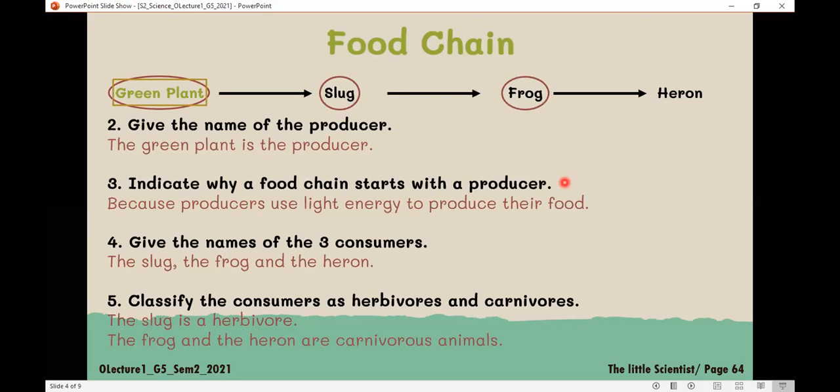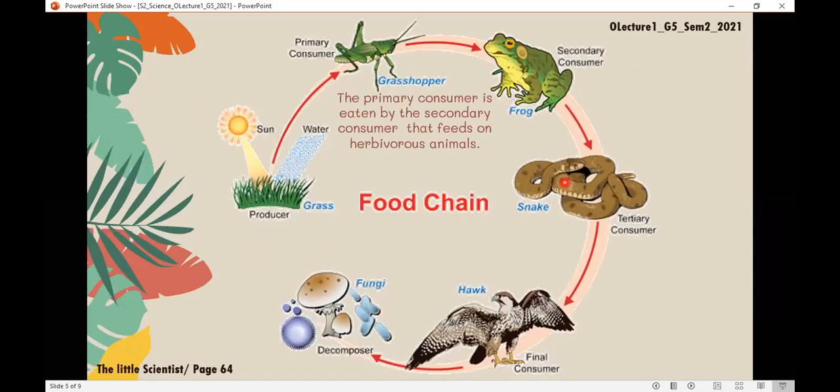Look in here. Green plants produce their own food for energy. When the green plant is eaten by the slug, this energy transfers to the slug. Then the energy in the slug moves to the frog when the frog eats the slug. Then this energy moves to the heron when it eats the frog. This is what happens in food chains.